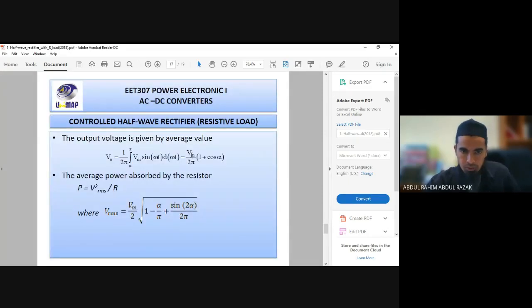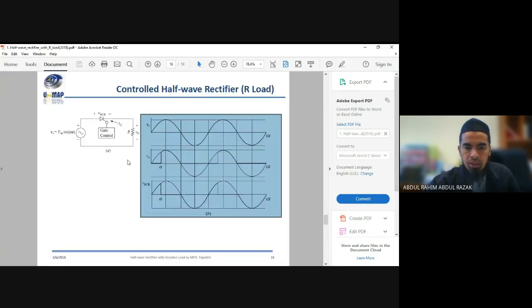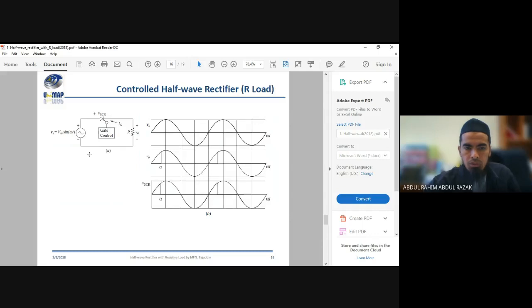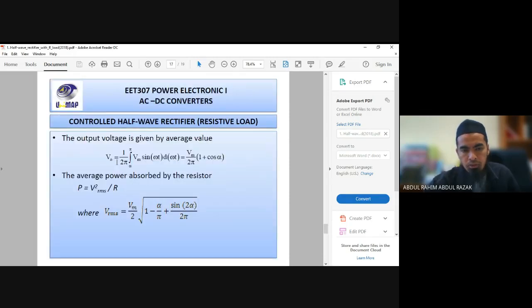The half-wave controlled rectifier output is given by this one. V out is the normal Vm over 2 pi, multiplied by 1 plus cos alpha. And you have to determine how much the alpha is. The lower the alpha, the higher the V out. When you increase the alpha, the output average voltage will be reduced. The higher the alpha, the lower the V out.